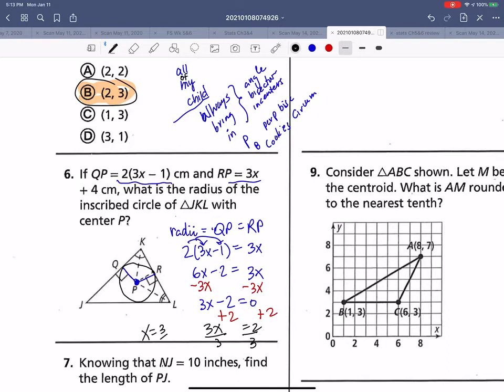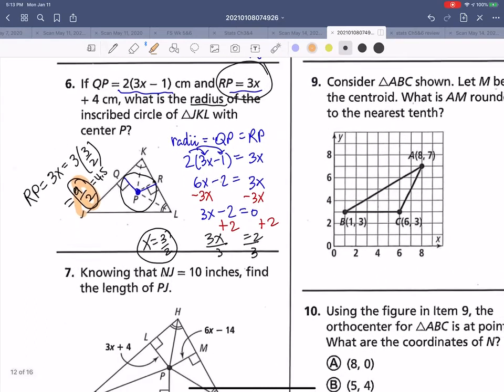X is 3/2. Okay. Now, is that what they looked for? They said nope. They said the radius. So I just need to plug this back in. So either one would work. So I'm going to use RP. RP is equal to 3 times x, but we know x is 3/2. So the radius must be 9/2. Or you could fill it in as a decimal. That's 4.5.